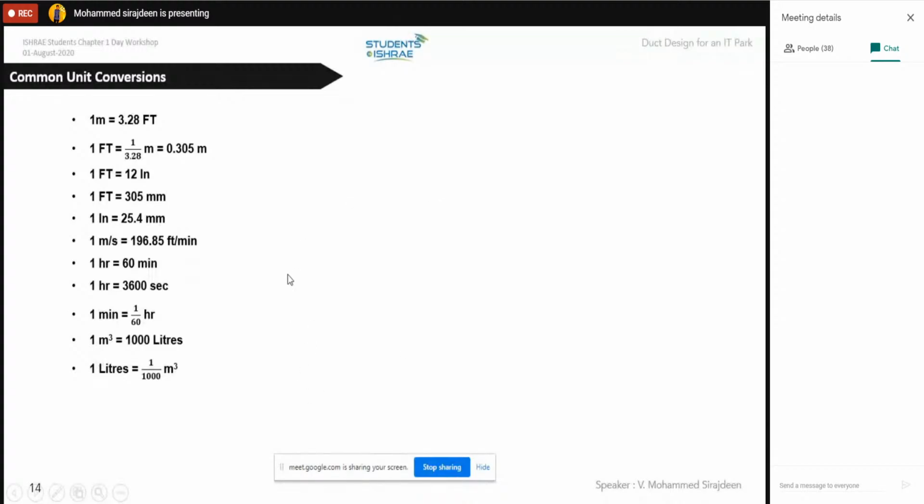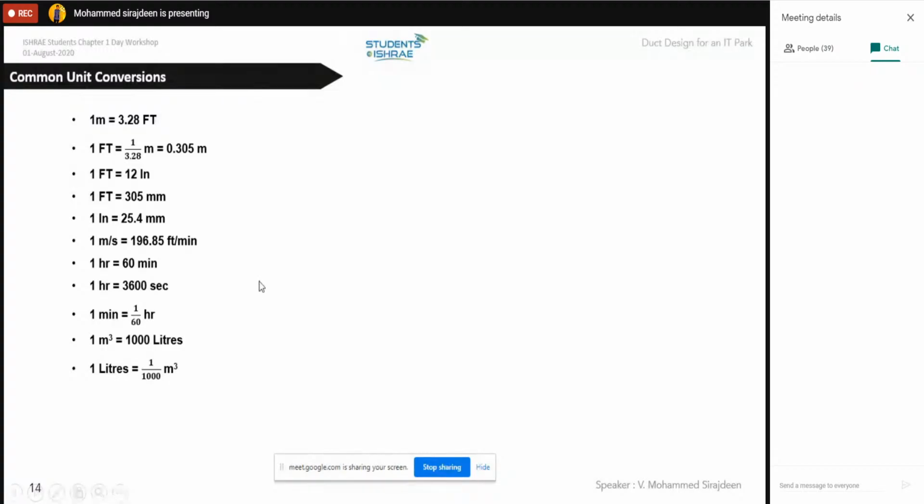How many liters can be occupied in 1 cubic meter? 1,000 liters can be occupied in 1 cubic meter. This is a basic thing we know in first standard itself. So we have to apply it in our engineering from first standard, second standard itself. Everything has to be applicable in our engineering. 1 liter is equal to, so reverse calculation.